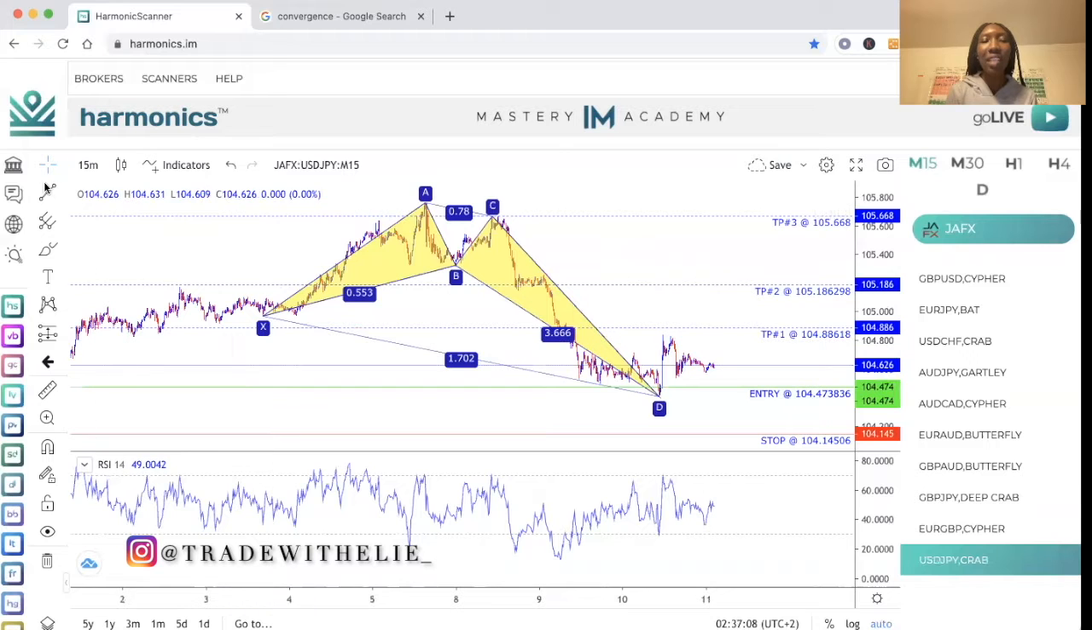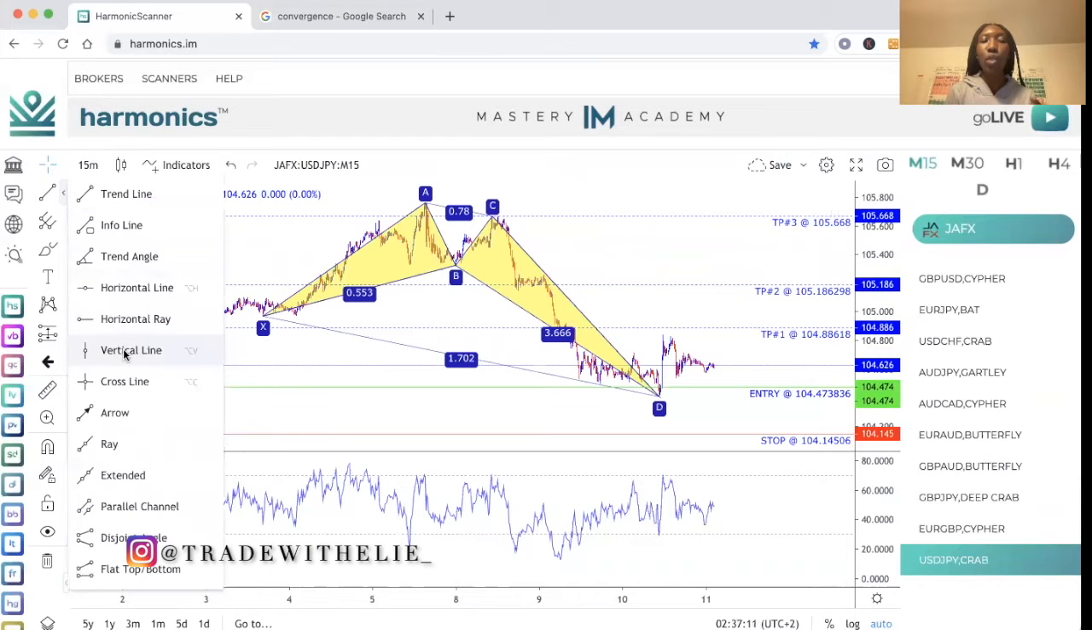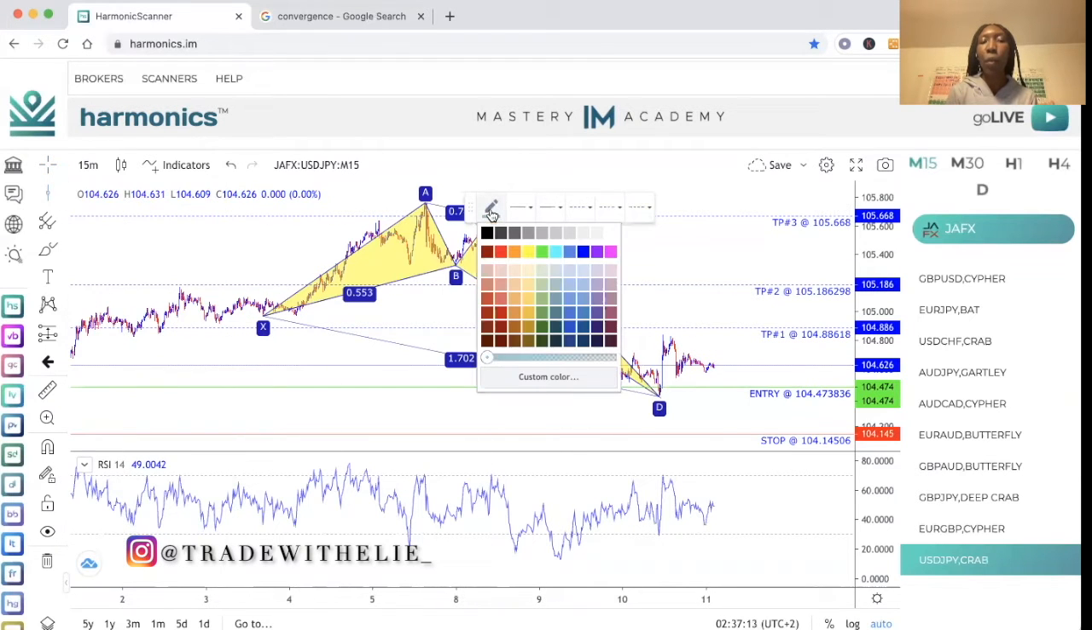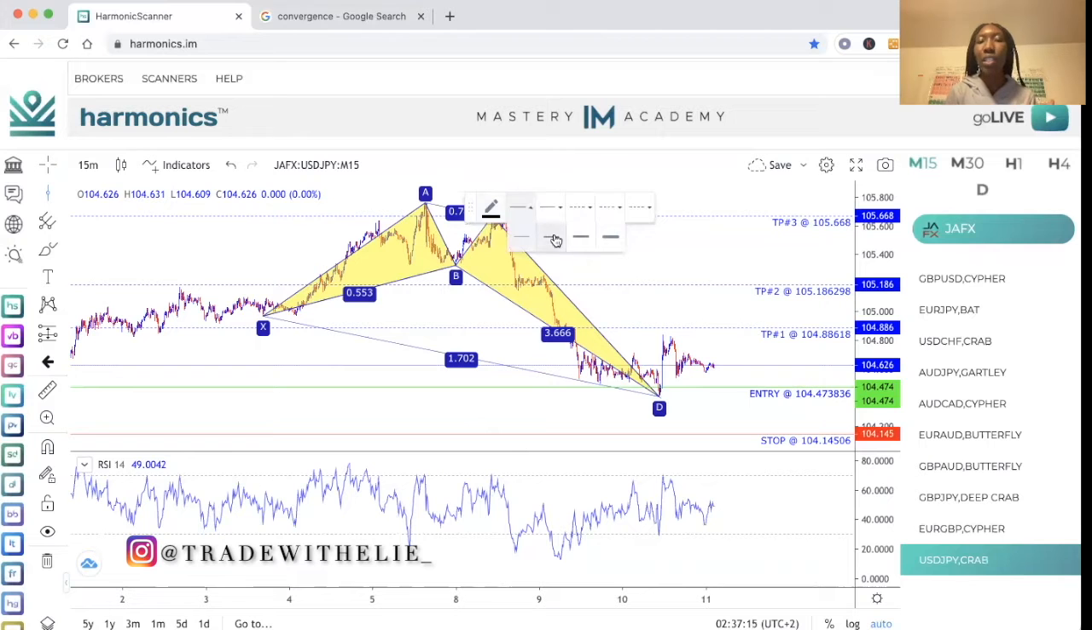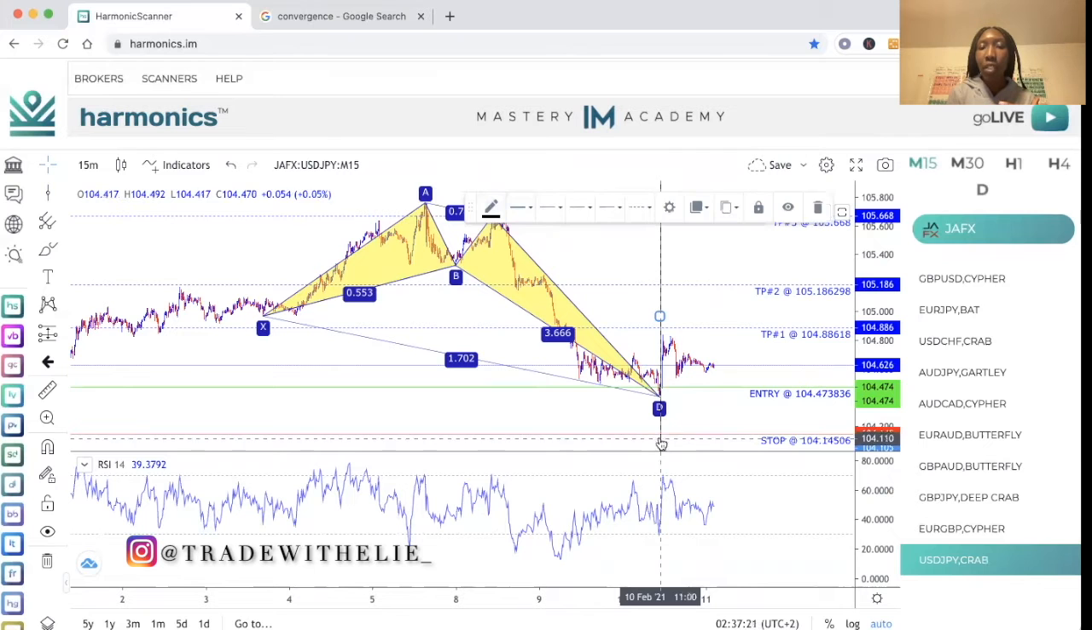So I'm going to give you guys an example here. I'm going to switch my tool to the vertical line. I'm going to make it a little bit darker just so we can see it very clearly on the screen. So this is kind of what's happening here, right? I'm going to put a line right along D, and I want to put another line along the RSI that matches up with D.